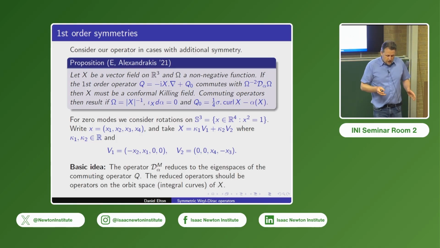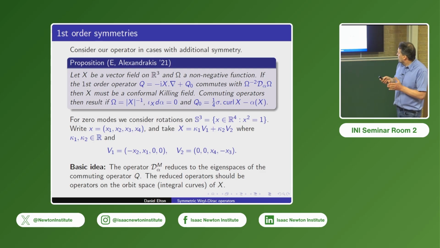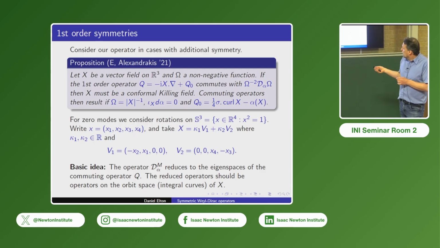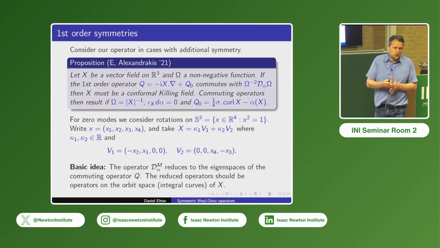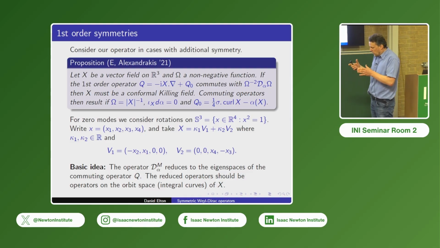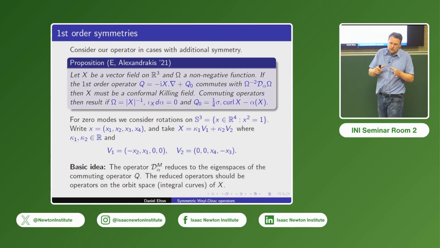So yeah, the basic idea, we've got a commuting operator. We want to reduce our Dirac operator to the eigenspaces of this commuting operator. And what is the Dirac operator going to look like on these eigenspaces of the commuting operator?